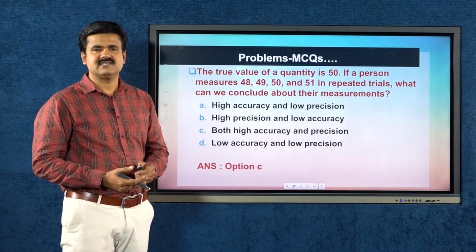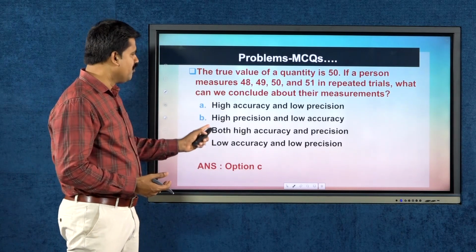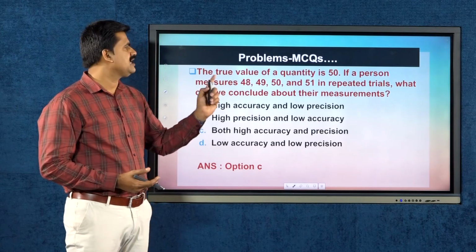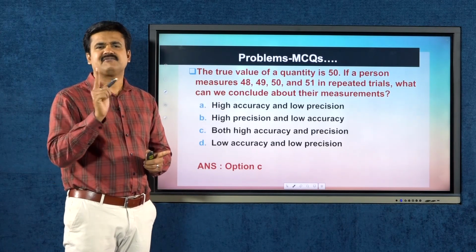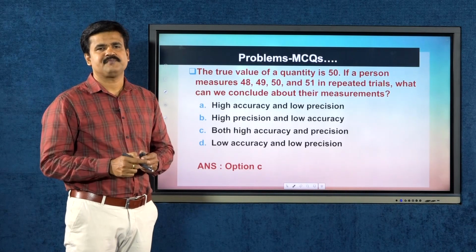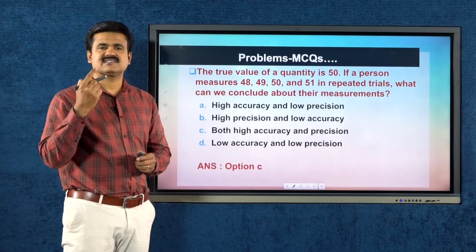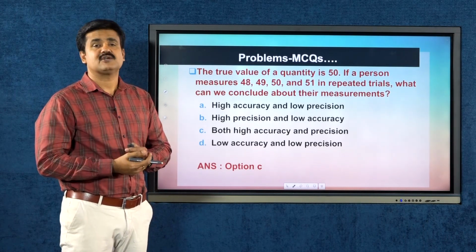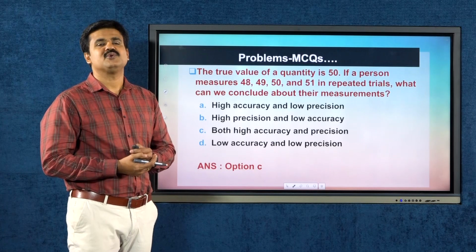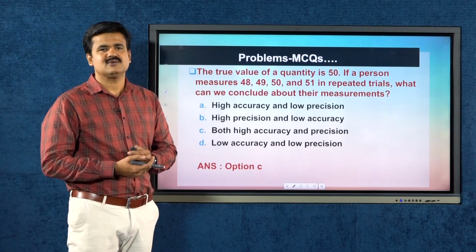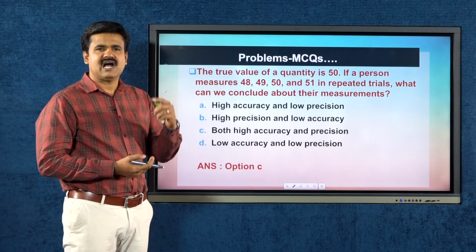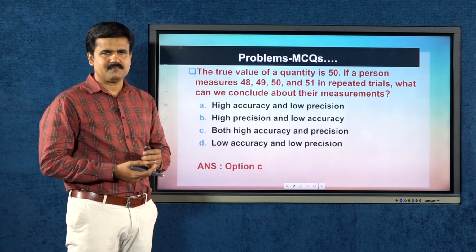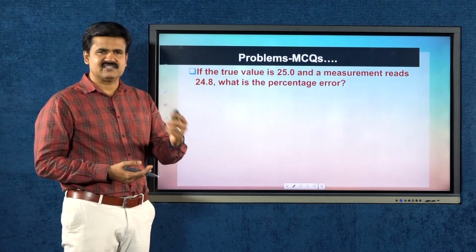On careful analysis, you can say that it is both high accuracy and precision. 50 is the value, and 48, 49, 50 and 51 have a difference of 1 unit between 2 adjacent values. So, the values are said to be precise and these values are experimentally very close to the true value, that is 50. So, you can say that the values are accurate also. So, there is high accuracy and high precision. That is about this problem. Now, moving on to another problem.